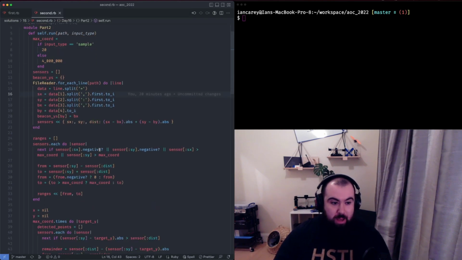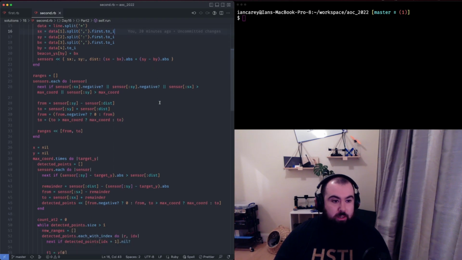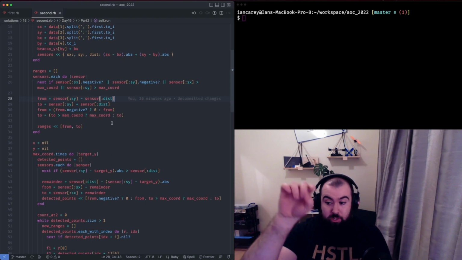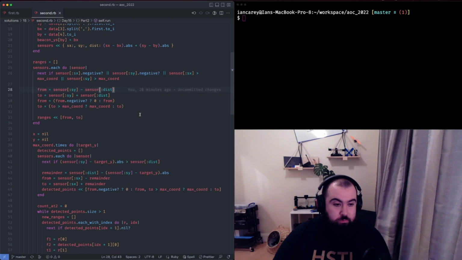So we build up our map the same as before. My ranges are the exact same as before, except I have one slight optimization, which is that I'm only interested now between 0 and 4 million. So if any value in the range is outside of those, I just clip them off, which is fine.